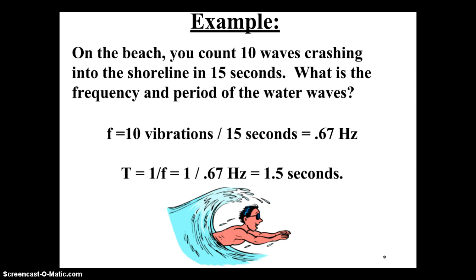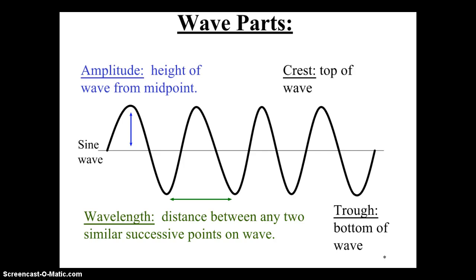All right. Well, what if you wanted to tell your friend how much time will pass before the next wave hits, so that you could, I don't know, surf the wave? You would say, well, if it's 0.67 hertz, if I take 1 divided by 0.67, we could find the period, and that period is 1.5 seconds. So every 1.5 seconds, you should have a wave coming through.